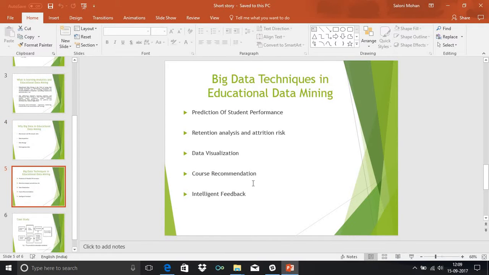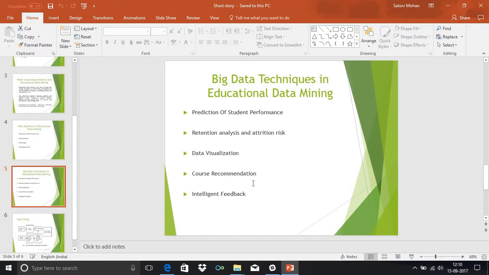Now I would like to discuss some of the big data techniques which are being used in educational data mining. First is prediction of student performance. This has become very popular in educational data mining and learning analytics. Student success and failure in an examination can be predicted. This is done when a student is interacting with other students in a classroom or when he is interacting with his teachers.